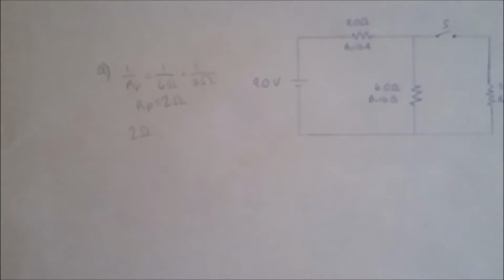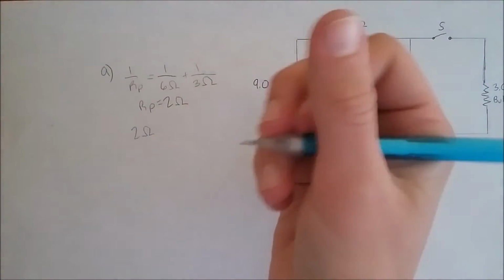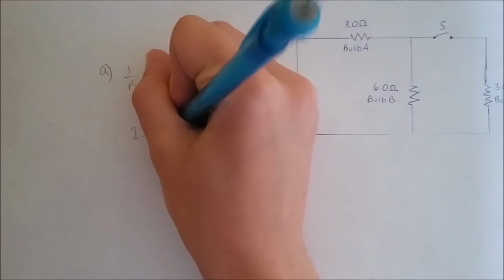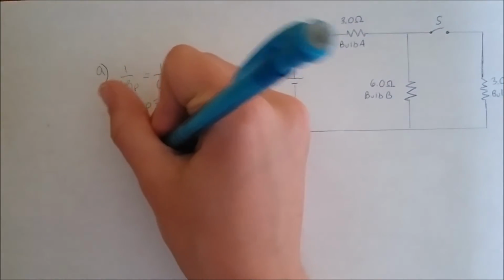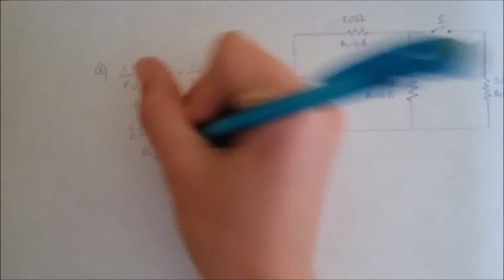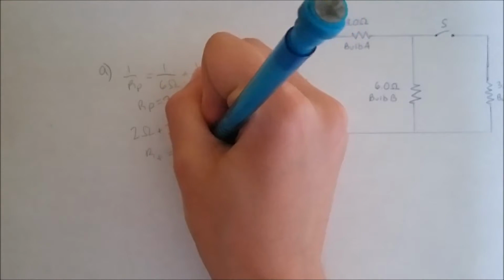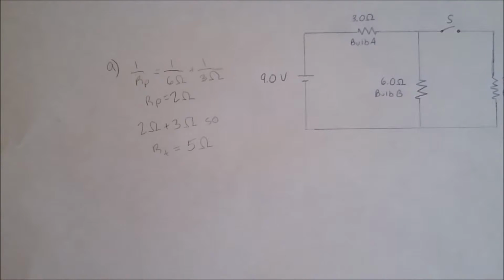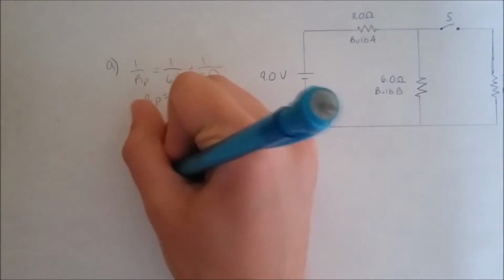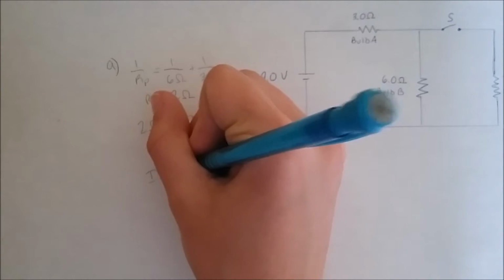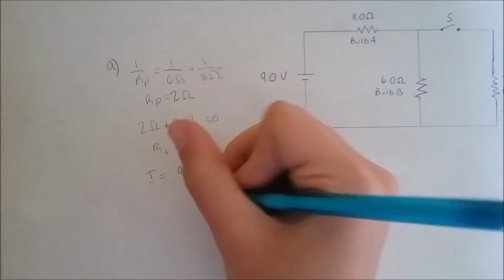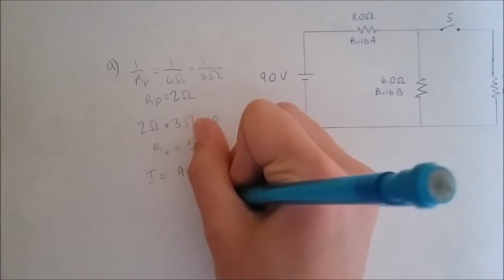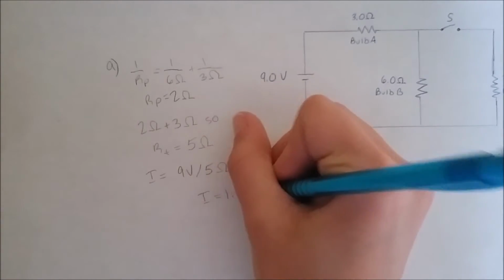We then add 3 ohms from the path containing bulb C to get the total of the resistances. So RT equals 5 ohms. We then find the current by dividing the voltage by the resistance. So the current equals 9 volts over 5 ohms. So the current is 1.8 amps.